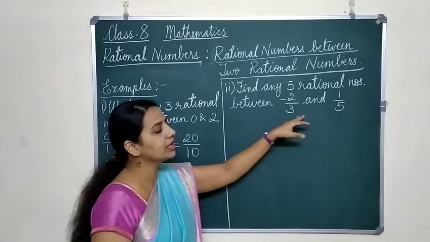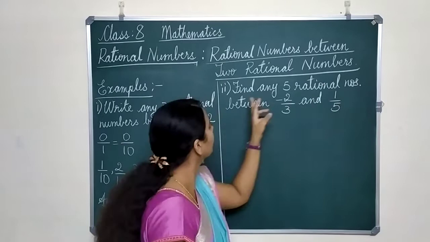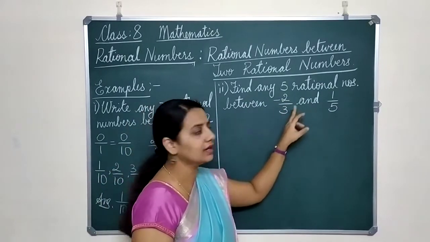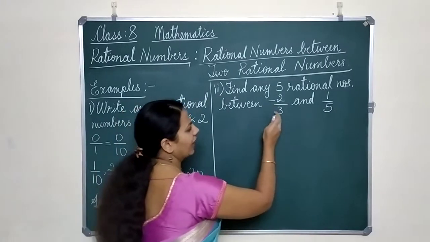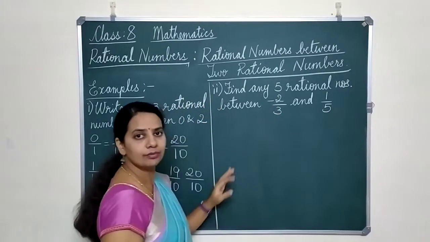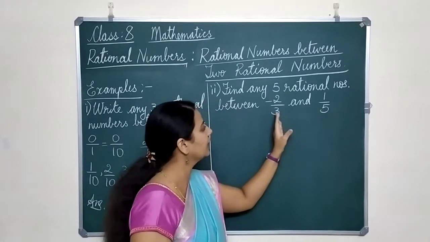Now what if denominators are different? Like in this sum, find any 5 rational numbers between minus 2 by 3 and 1 by 5. Okay. So for that we have to take the LCM of these two and make the denominators same. How do we do that? By taking LCM of 3 and 5.